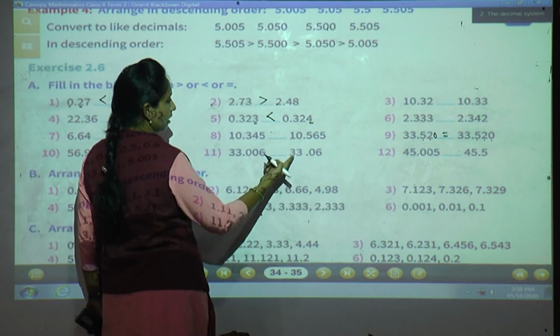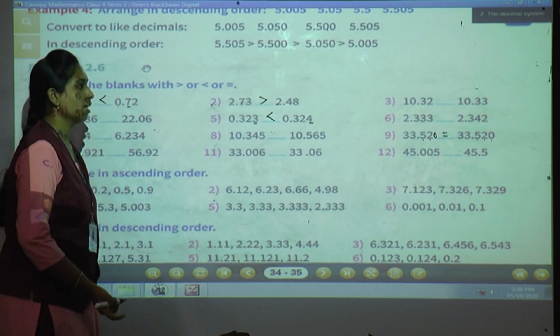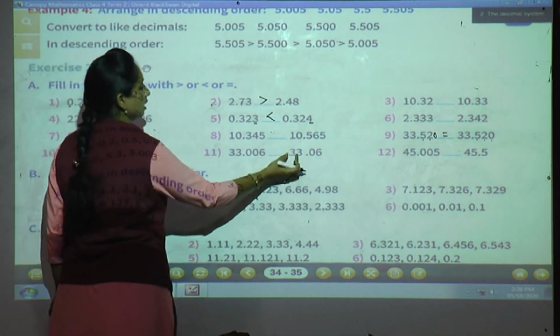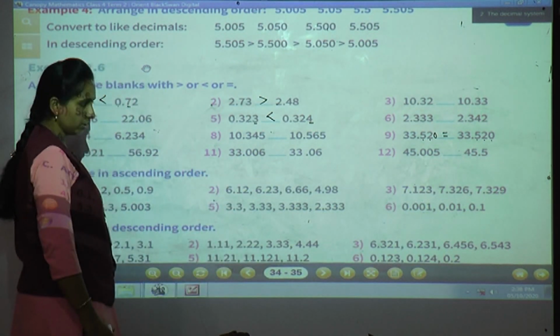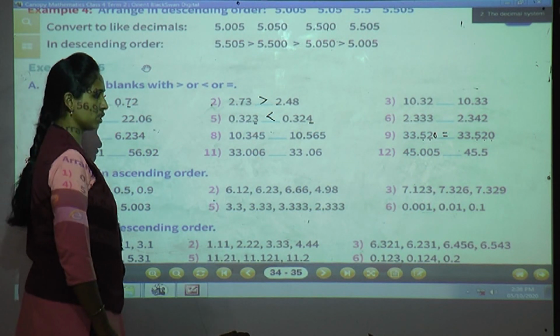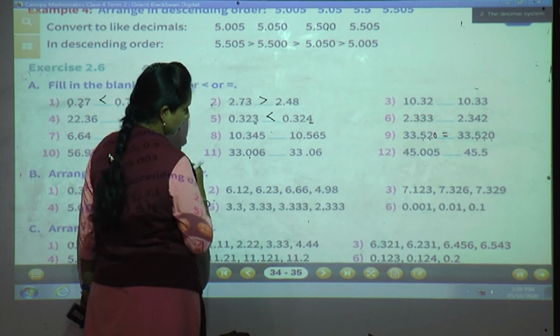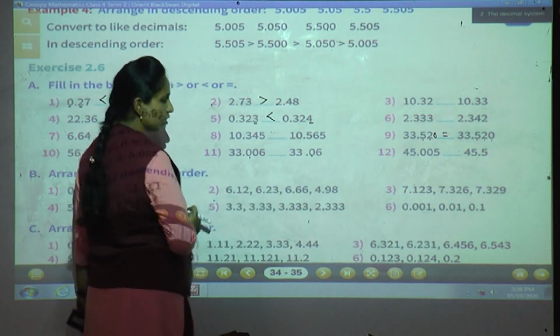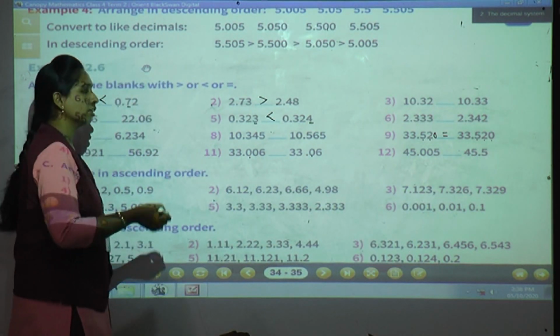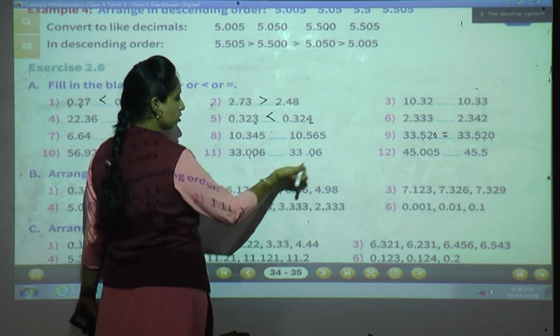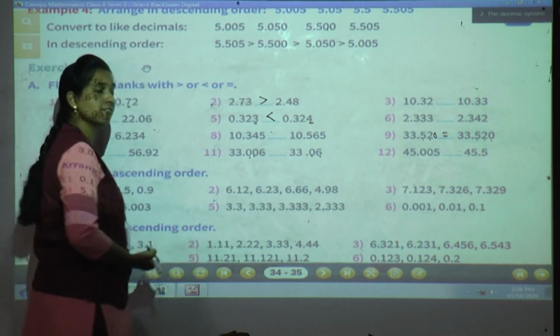33.006, 33.06. Now see, 33, 33, both are equal. We cannot compare which is greater, which is smaller. Then go with the next. Tens place 0. Here also tens place 0. Then go with the hundreds place. Here also 0. Here 6 is there.